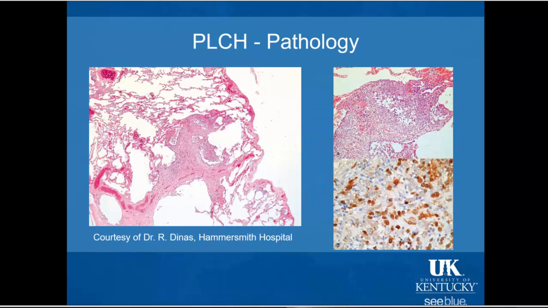So on pathology, what do we see? We see increased cystic spaces on the low power imaging, increased interstitial thickening, and increased cellularity. And when you zoom in, you see that that interstitial thickening and cellularity is actually pulmonary Langerhans cell infiltration. These Langerhans cells have developed inside of the interstitium, and those Langerhans cells stain positive on immunohistochemistry for CD1A.